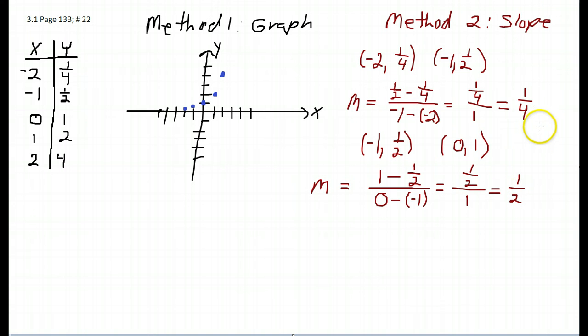Since 1/2 does not equal 1/4, we can determine by the method of the slope that these relationships of points are not linear.